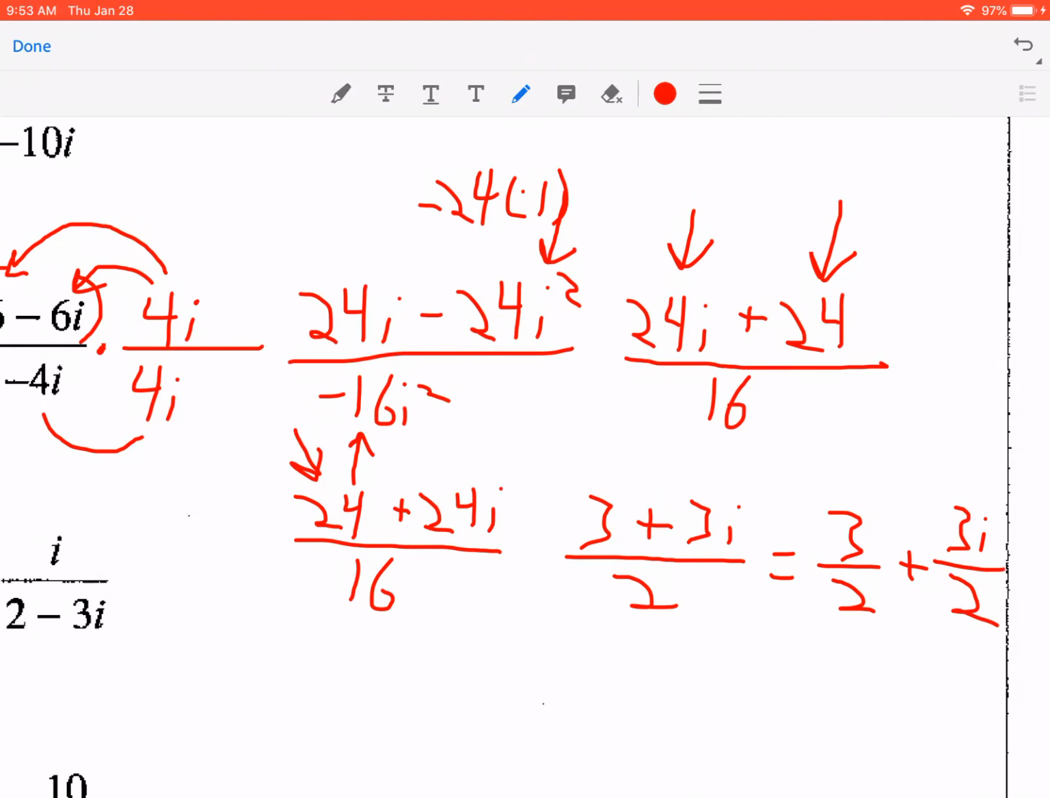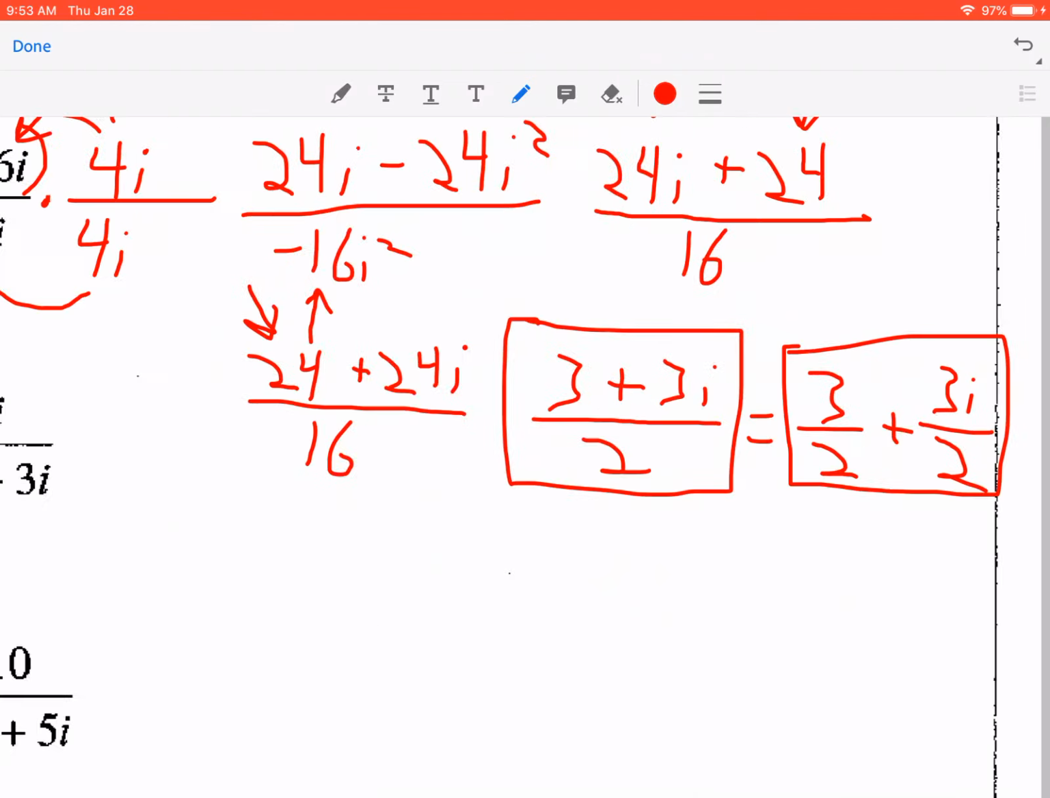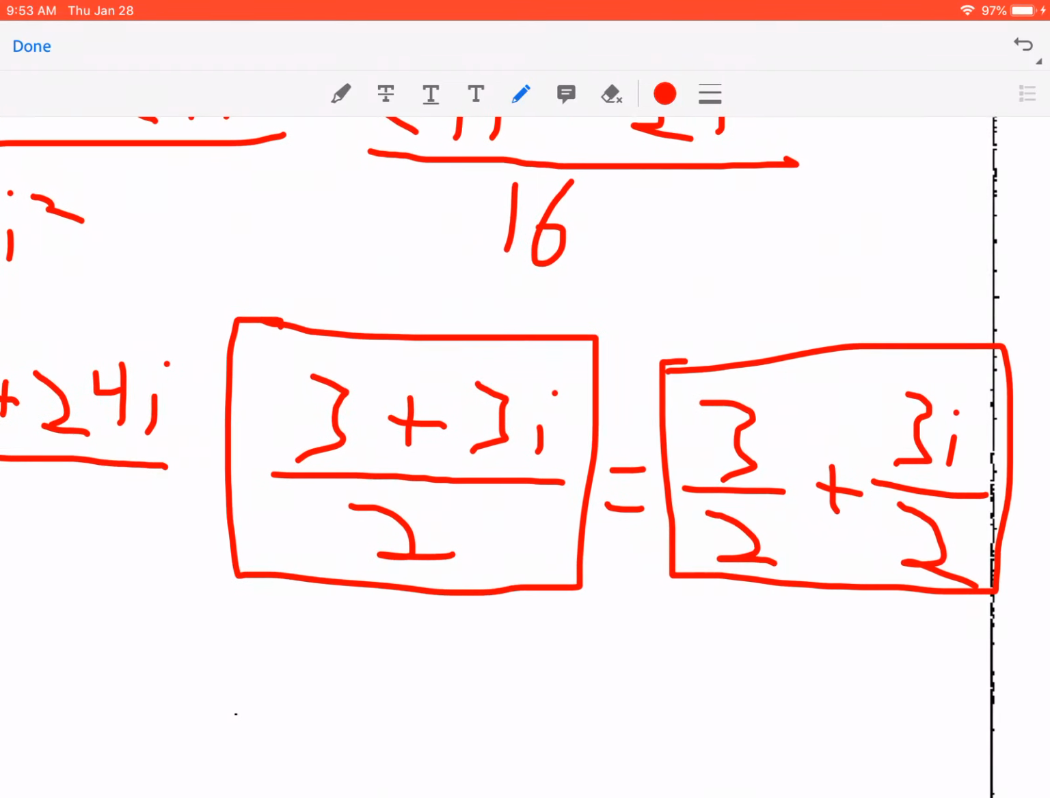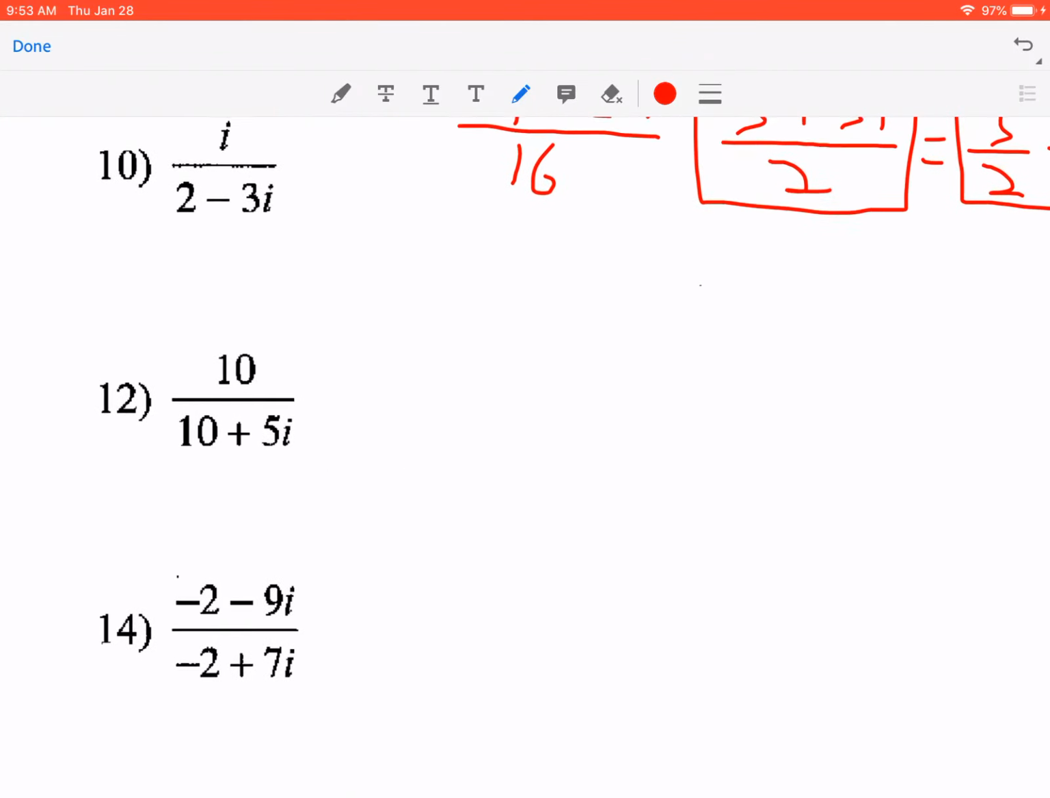And I've seen it listed both ways. So separated, together. All right? Only thing is, if you could simplify it separated, make sure you simplify it. You can't simplify 3 over 2, so that's the best that you can do. All right? Let's go to number 12.